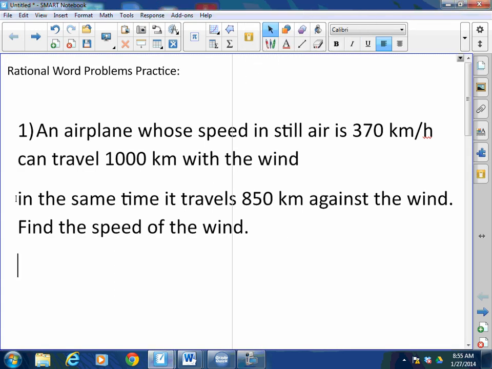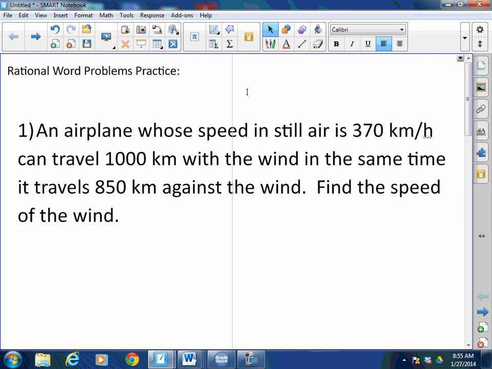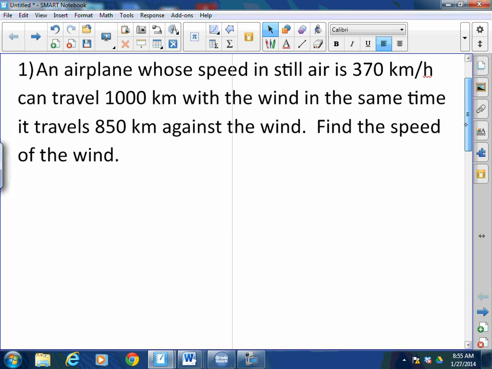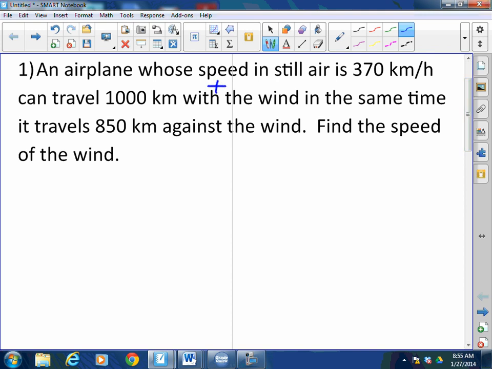All right, so what's happening here? An airplane whose speed in still air is 370 kilometers per hour can travel 1,000 kilometers with the wind in the same time it travels 850 kilometers against the wind. Remember that when it's with the wind, you're adding to the rate. With the wind, you're adding the wind. Against the wind, you're subtracting the wind.